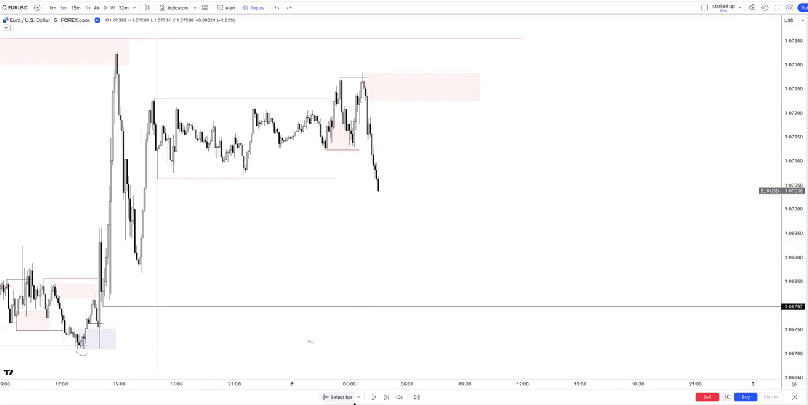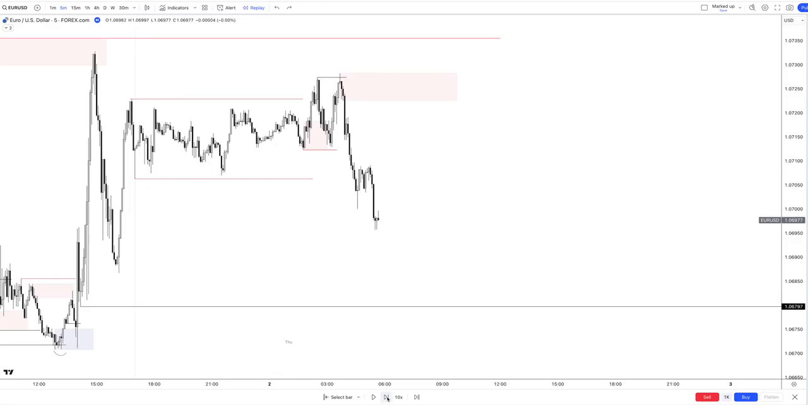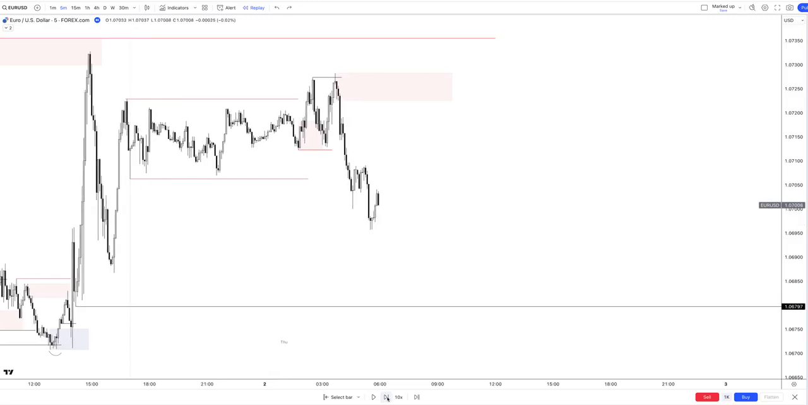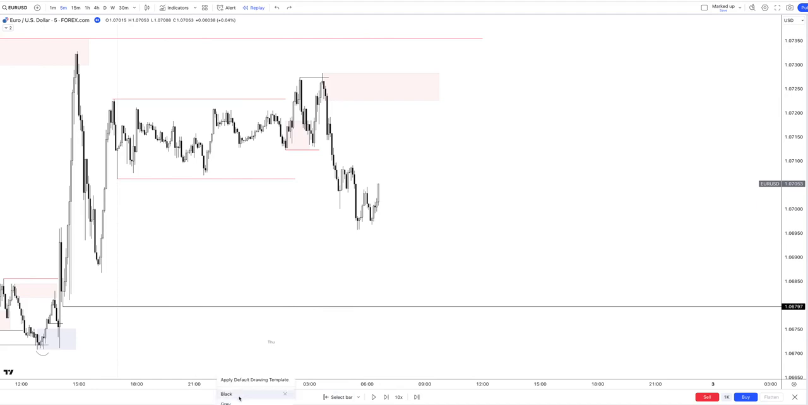Okay, perfect. Okay, we want to see some sort of build up in the market. We want to see liquidity get engineered for us so we can build another bias for ourselves. Okay, what are we seeing here?